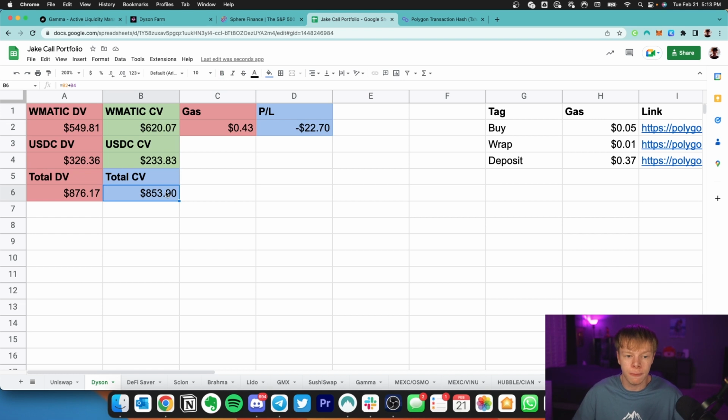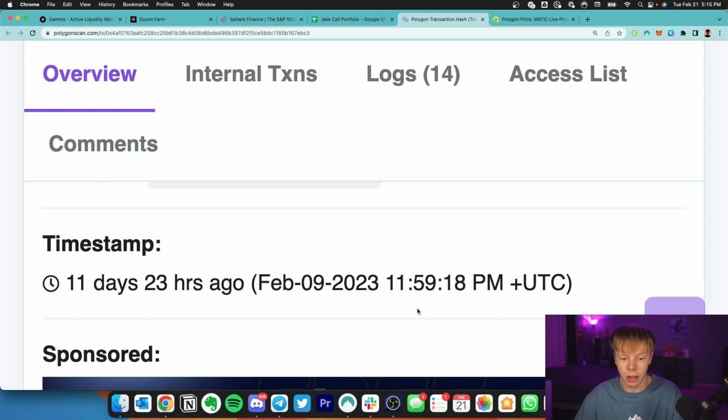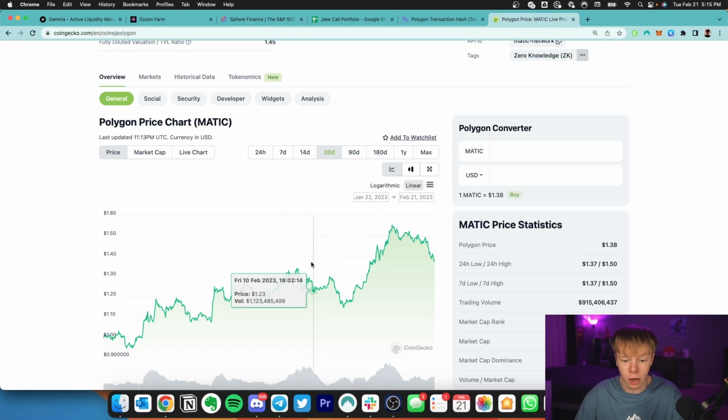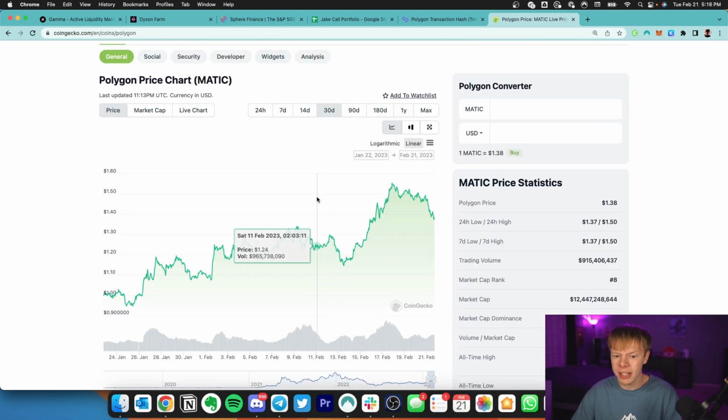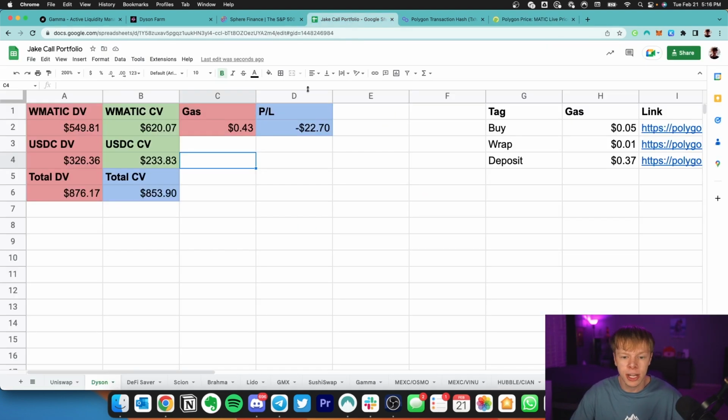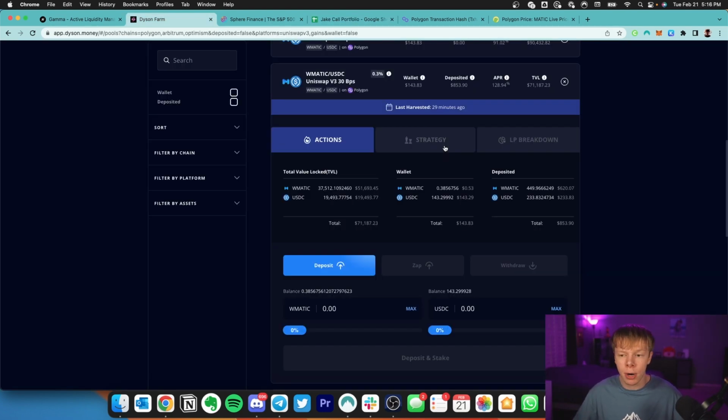So that means that the current value of my assets is $853.90. Now, while a $22 loss is not bad at all, I deposited on February 9th when Matic was at about $1.34 per token. And as you can see, currently Matic trades at $1.38 per token. The price of Matic actually went up a few cents over that 12-day period, but the thing is I still ended up losing $22. How is this even possible? Well, that's because of impermanent loss.